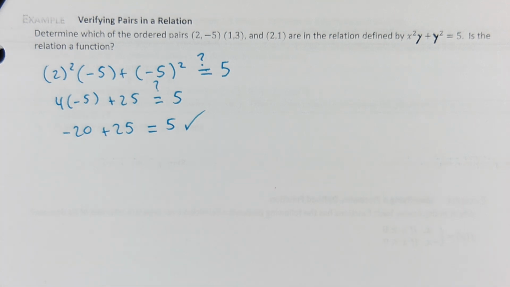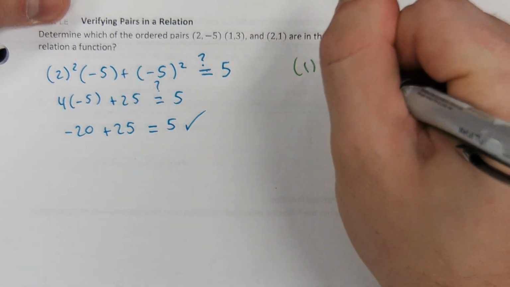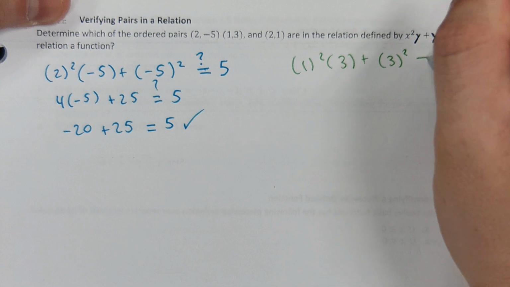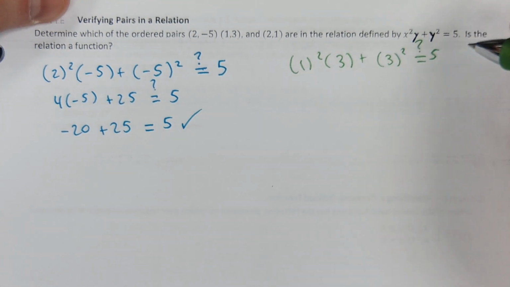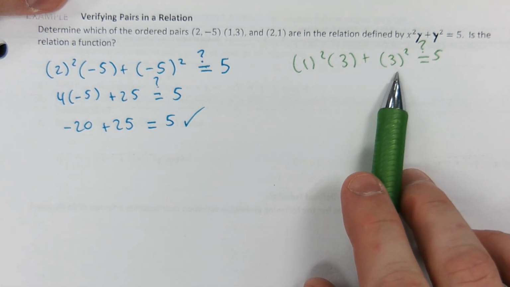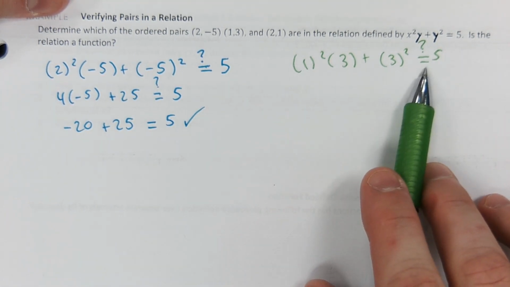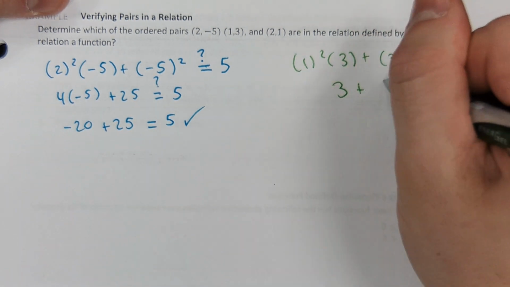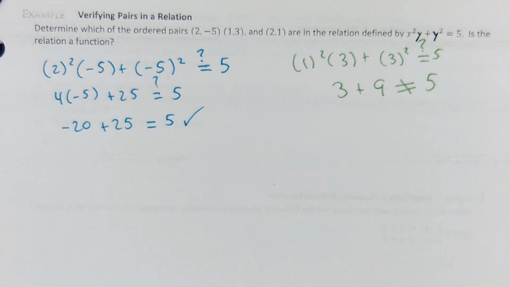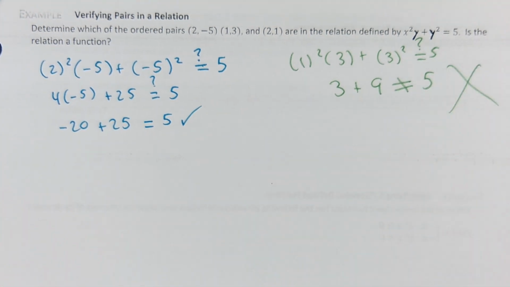Next, we'll try 1 comma 3. We'll see if 1 comma 3 is part of the graph. 1 squared times 3 plus 3 squared. We're curious, is that 5? Well, hopefully it's obvious that it's not, because 3 squared is 9, and all of this is going to be positive. 3 plus 9 does not equal 5. So no. The coordinate 1 comma 3 would not be found on the graph of this relation.